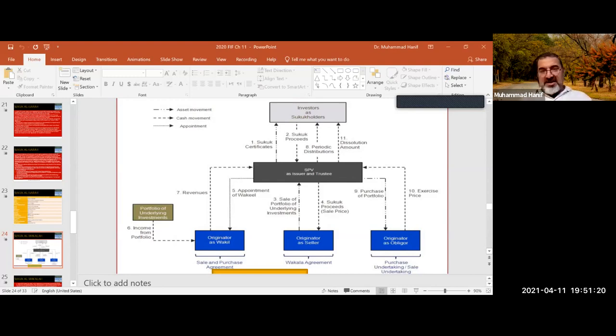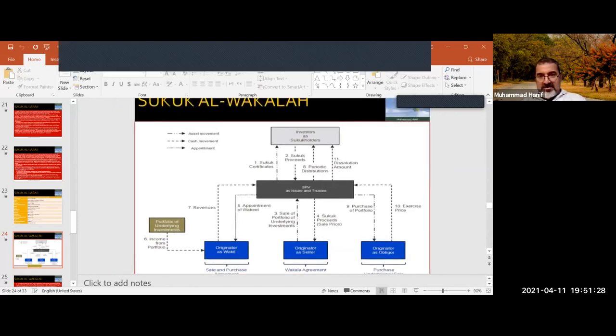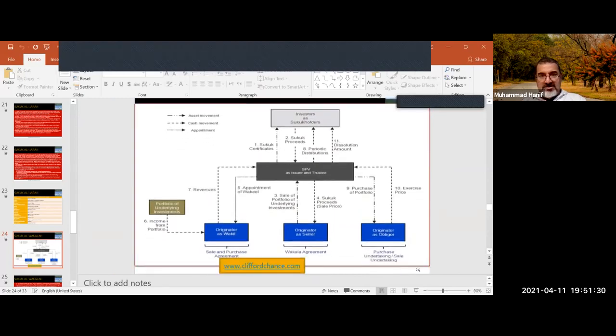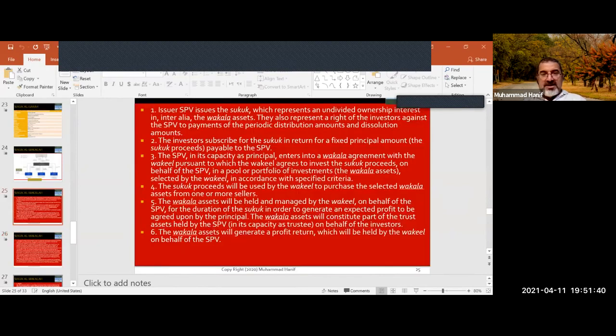So these graphs are made by Clifford Chance. It's a consulting company. They worked in the area of Sukuk consultancy. So these are the steps. If you are interested, you can read later on. Later on, you can read by looking at the recording, and stopping here, you can read, no problem.